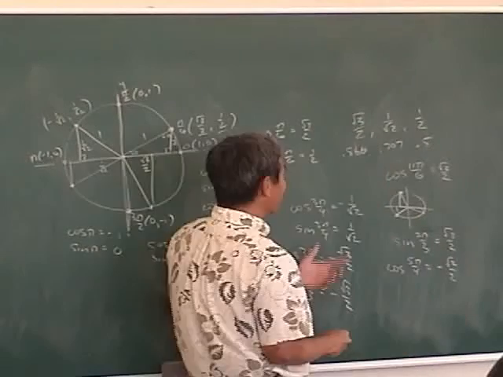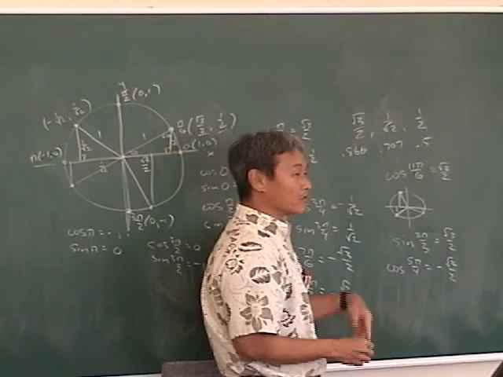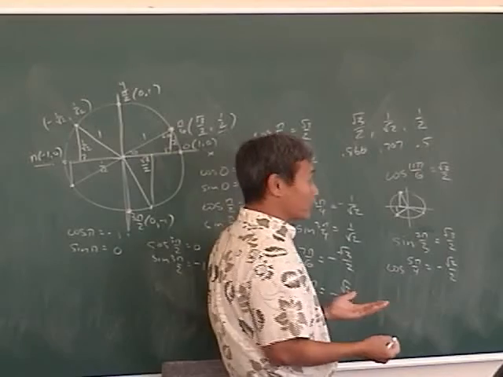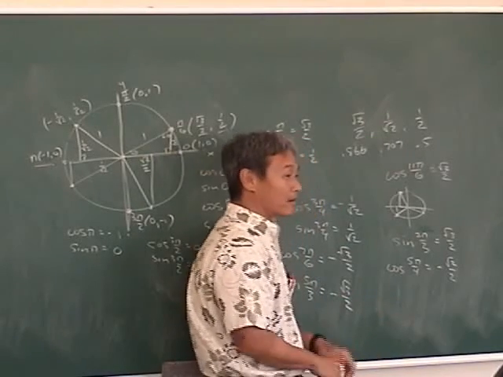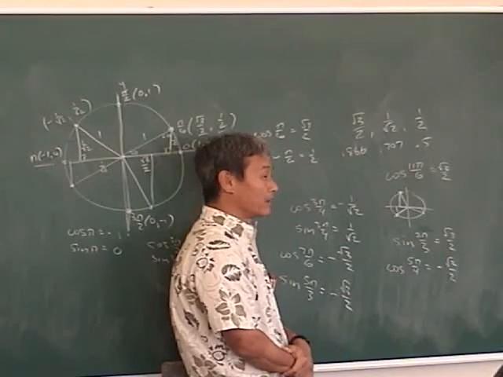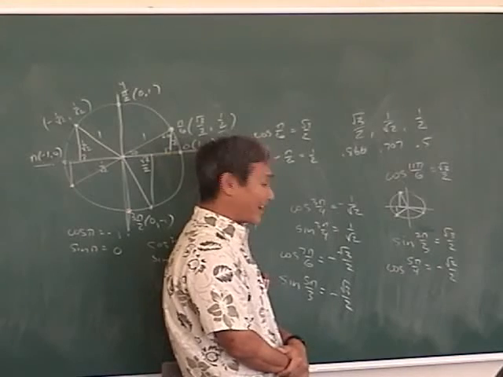Now, I don't care whether you write 1 over root 2 or root 2 over 2, they're both the same thing. But I'm going to tell you right now, I'm sure your teacher told you last year, 1 over root 2 is better. Why? Because it's faster to write.